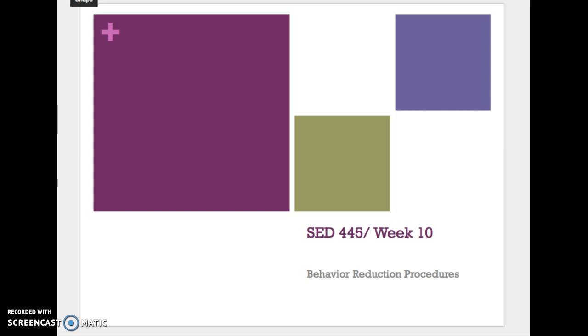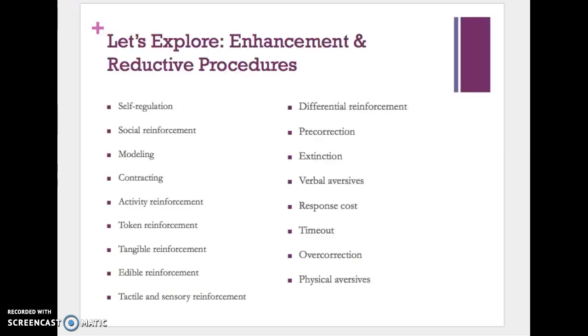This week we're going to take a look at behavior reduction procedures. So let's explore. We have enhancement and reductive procedures. PBIS is big on strengthening those positive behaviors, those things that we want to see, the things that we have taught them to do to replace the problematic behaviors.